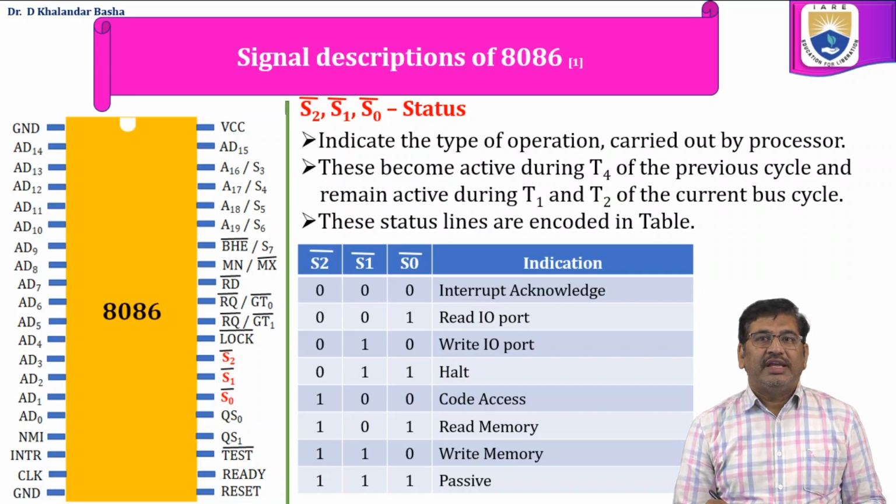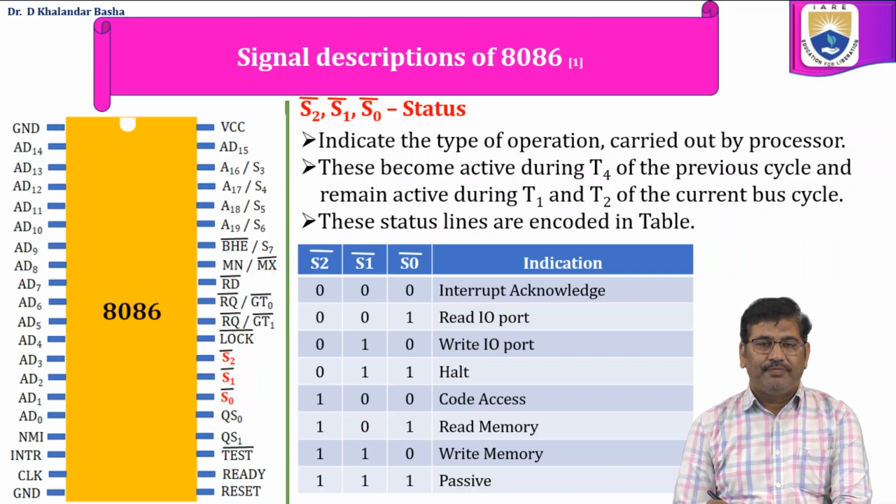When S2, S1, S0 are 100, the processor is accessing the code. Whenever the S2, S1, S0 signals are 101, the processor is reading the memory. Whenever S2, S1, S0 have the value 110, the processor is writing data to memory. Whenever S2, S1, S0 are 111, the processor will be in passive state.